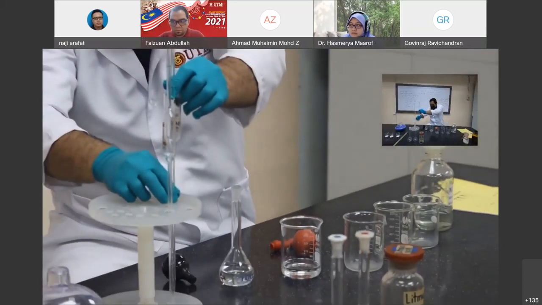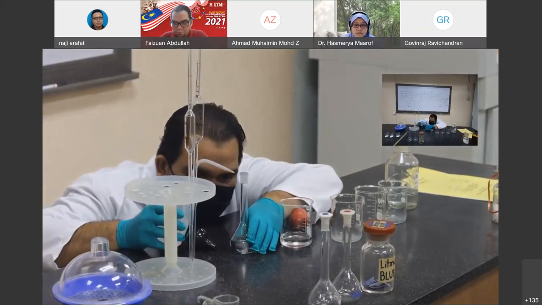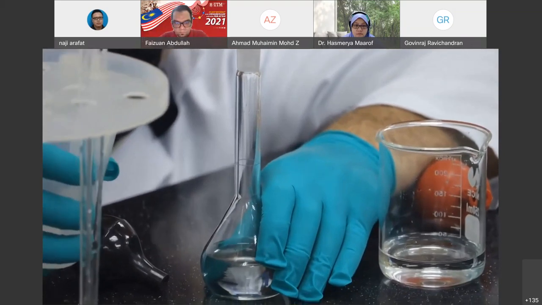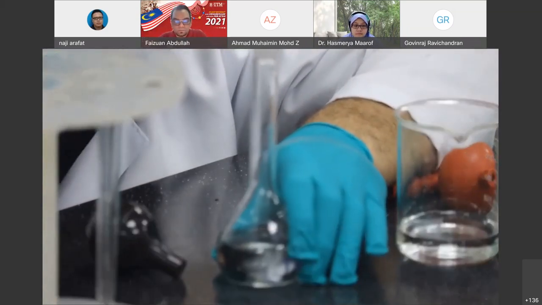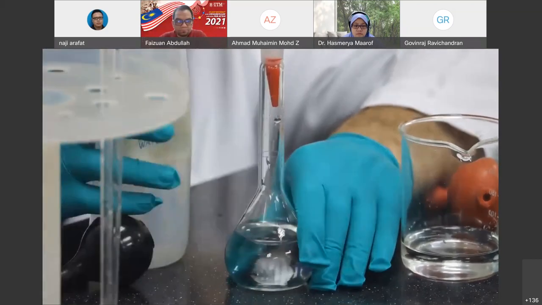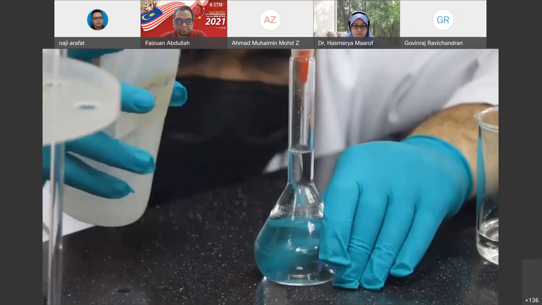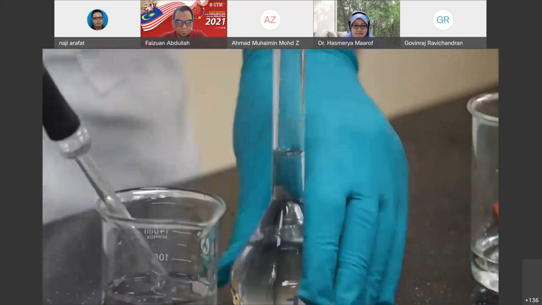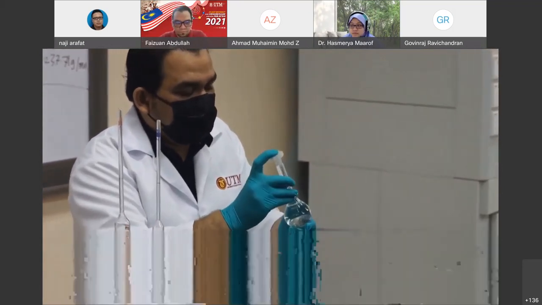Upon completion of transferring the sample into the volumetric flask, the next step is to dilute it using distilled water up to the 100 mark for the volumetric flask. You have to do it very carefully, and for the final step, perhaps you may want to use a dropper to drop a little amount of distilled water into the volumetric flask so that you can get an accurate representation. Finally, I'm going to mix it thoroughly by flipping the volumetric flask like this up and down several times to ensure homogeneity of the solution.